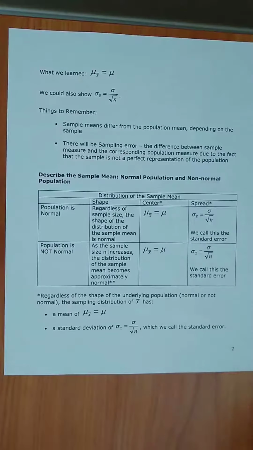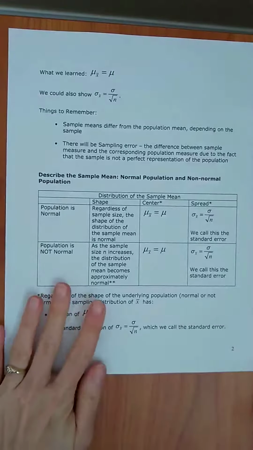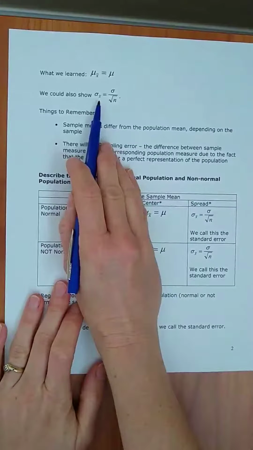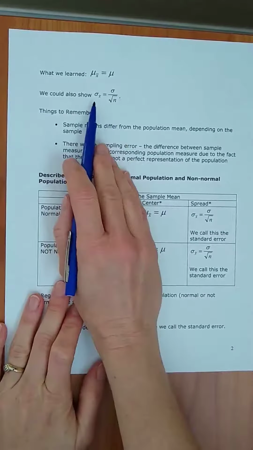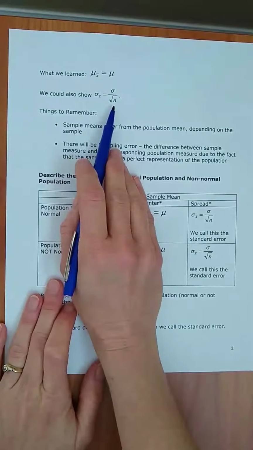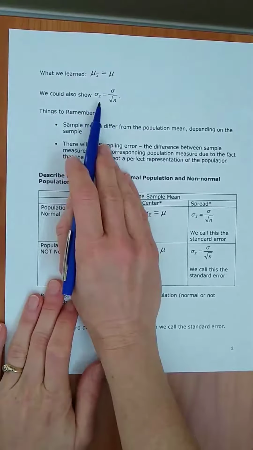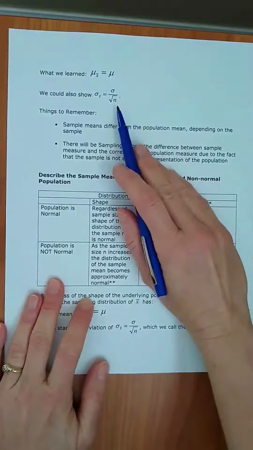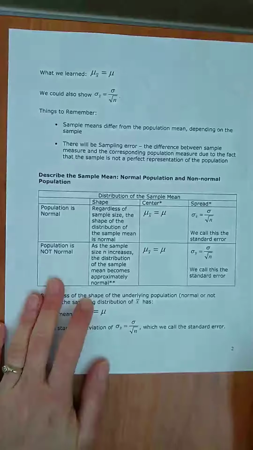Now, if we tried to do the same thing for standard deviation, which would obviously be a lot more complex because calculating standard deviation is more complex than calculating average or mean, we would find that the standard deviation of the sample means is not the same as the standard deviation. It's affected by how many pieces of data you have. So the standard deviation of the sample means is going to be the standard deviation of all the data divided by the square root of the sample size.